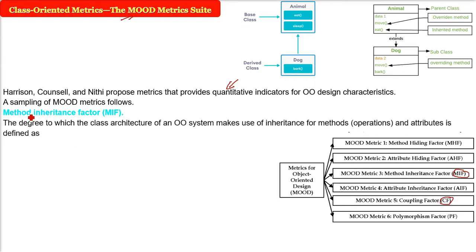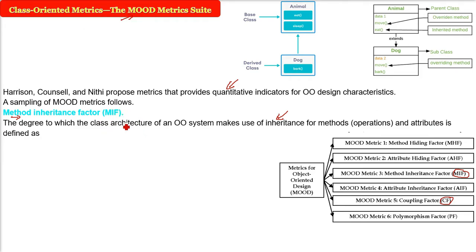So method inheritance factor: here it is all about inheritance and methods. In the object oriented paradigm, we are talking about methods which are inside the class, and inheritance is how the attributes and operations are inherited by a different class. So it is the degree to which the class architecture of an object oriented system makes use of inheritance for methods, which we also call operations, and attributes, is defined as.